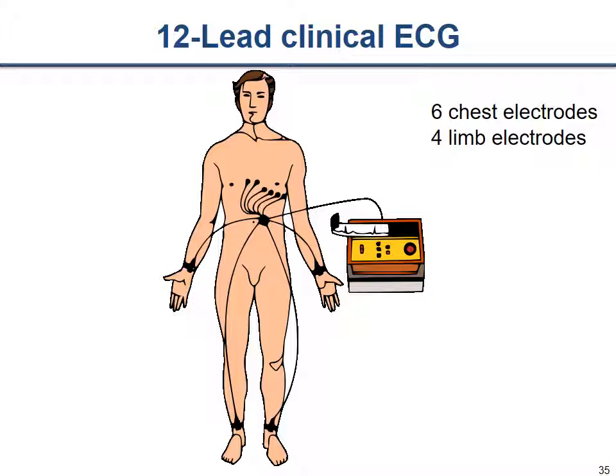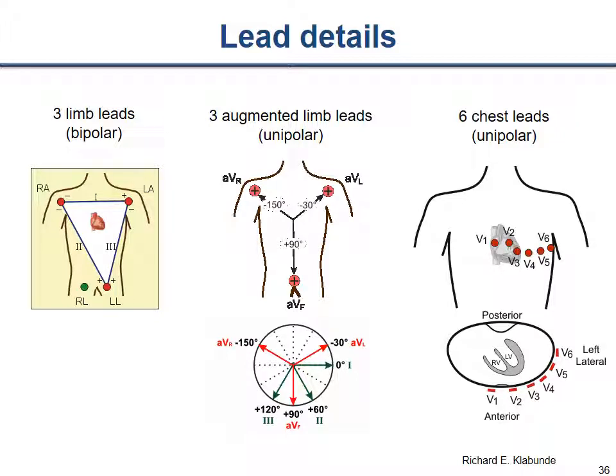Now it's a 12-lead ECG. We have 6 chest electrodes and 4 limb electrodes. If you do some math here, 6 plus 4, that's 10. That does not equal 12. So what's going on here? It's slightly more complicated than it seems at first glance, but once you understand it, it's fairly straightforward. What we have are several different lead types. So again, only 10 electrodes, but 12 leads.